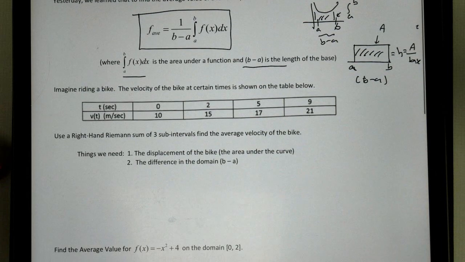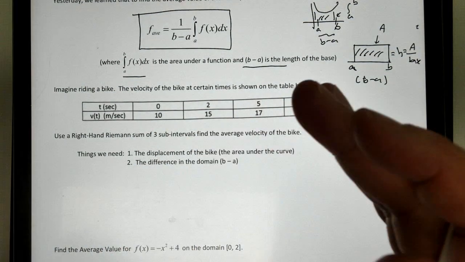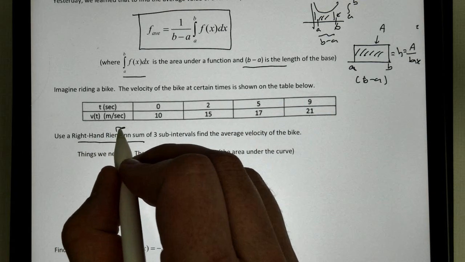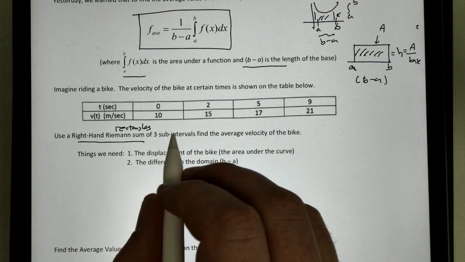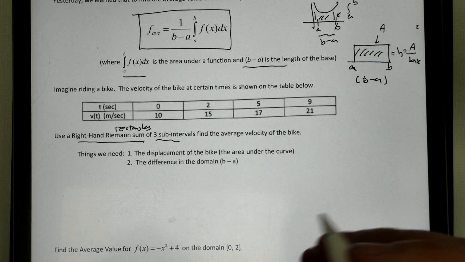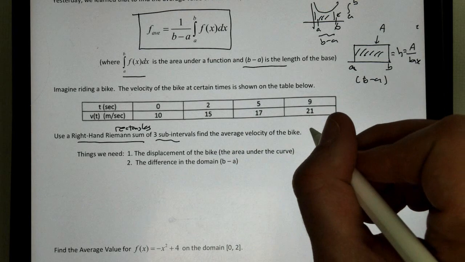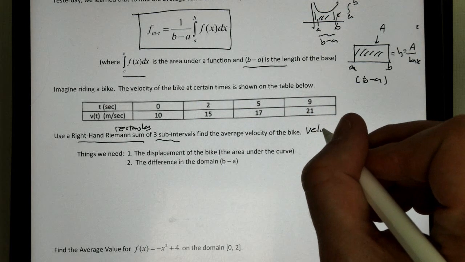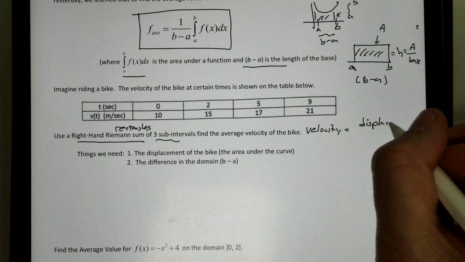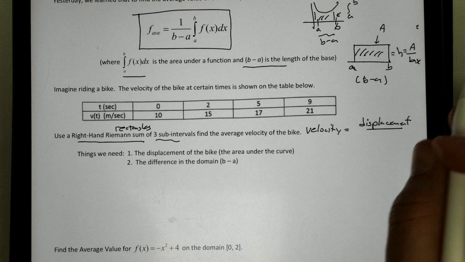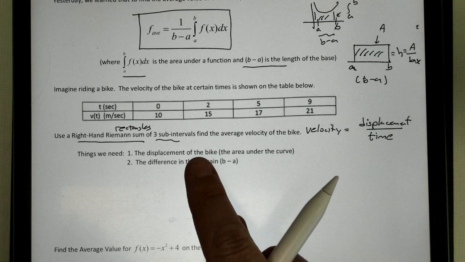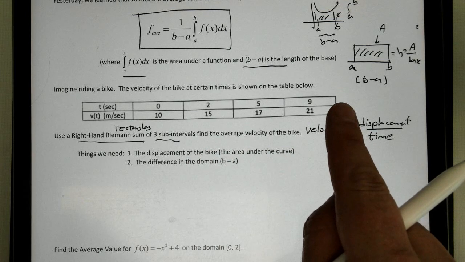So let's see an example here. We're riding a bike with the following velocity shown. They're saying use a right-hand Riemann sum. We've seen these before. Riemann really liked rectangles. Use 3 subintervals to find the average velocity of the bike. So how do we find average velocity? Well, from physics, we know that velocity is your displacement, sometimes we call it distance, but technically it should be called displacement, divided by your change in time. So what we have to do is find the displacement.